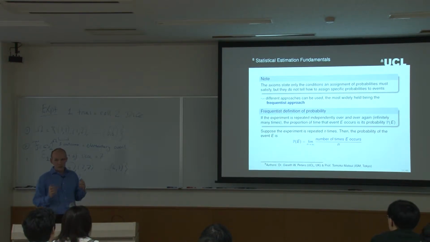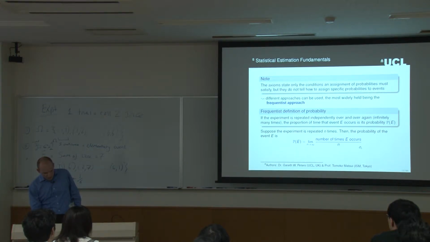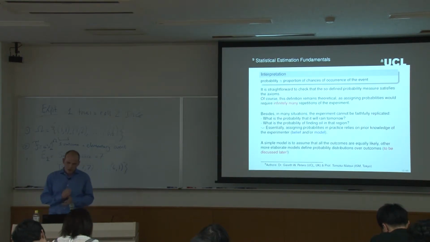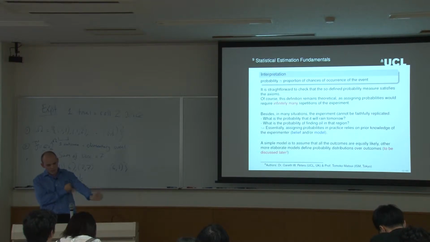So the frequentist definition of probability is that if the experiment is repeated many, many times, in fact infinitely many times, then the proportion of time that event E occurs is its probability. So just this expression here: P of E is a limiting probability, the number of times E occurs over n. So this has the interpretation that the probability is proportional to the chance of occurrence of the event. And it's trivial to check that this satisfies all of the axioms we just looked at.